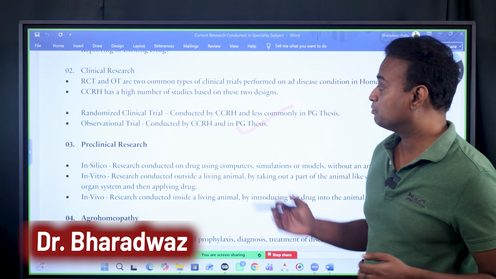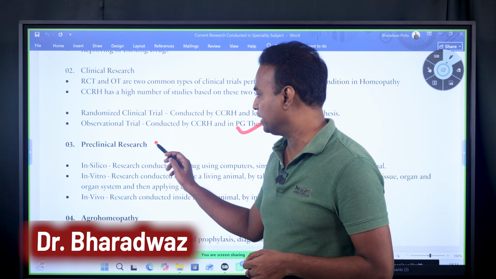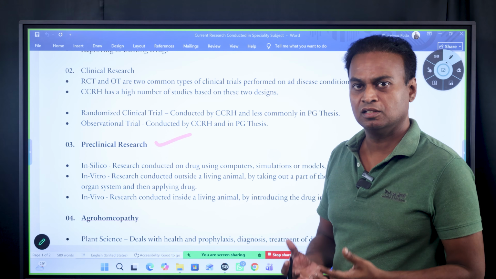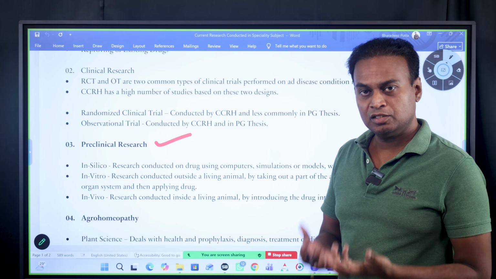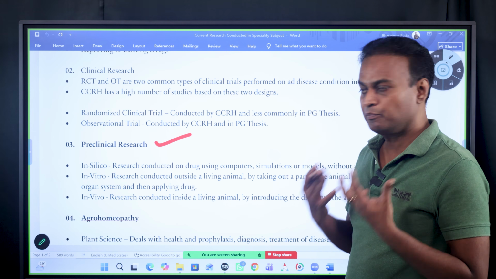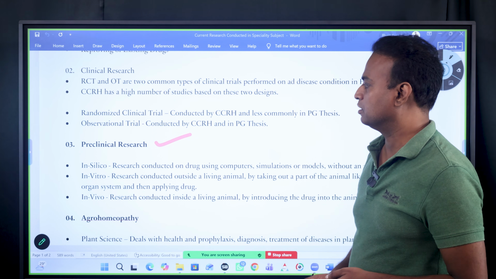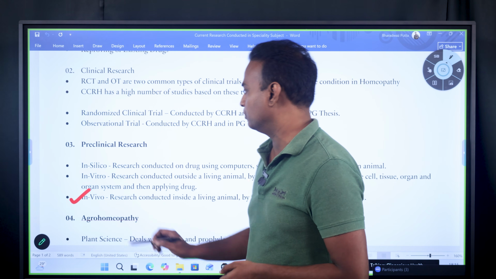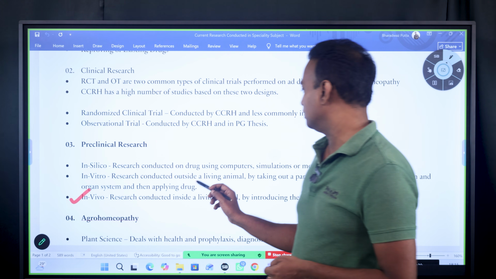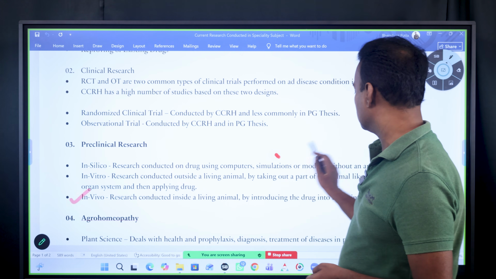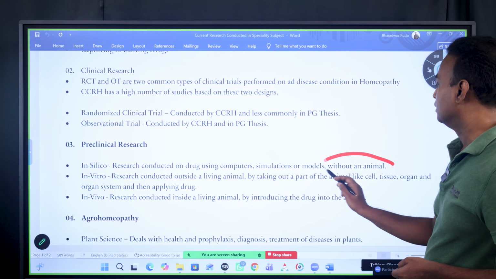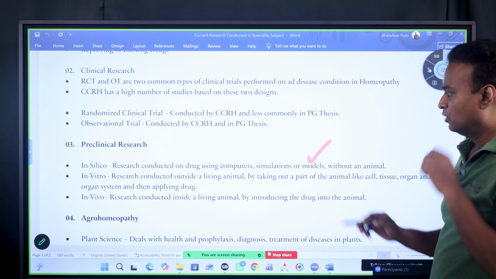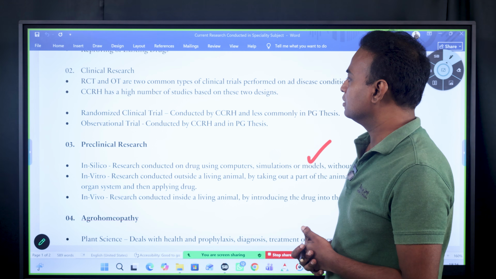Okay. Next one is preclinical research. What is happening in preclinical research? Preclinical research means before giving the medicine to human beings, the research we do on animals or in computer is known as preclinical research. It is of three types: in silico, in vitro, in vivo. In silico means research conducted on drug design using computer simulations and models without any animal. Here animals are not used. Computer simulations and computer models are used for studying the drug.